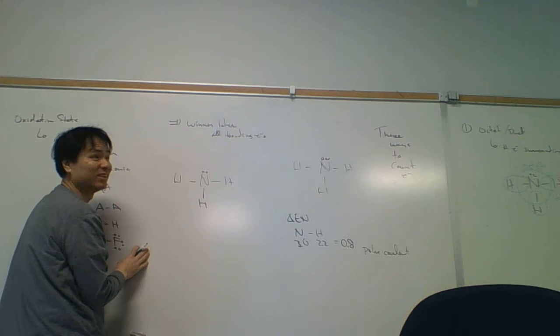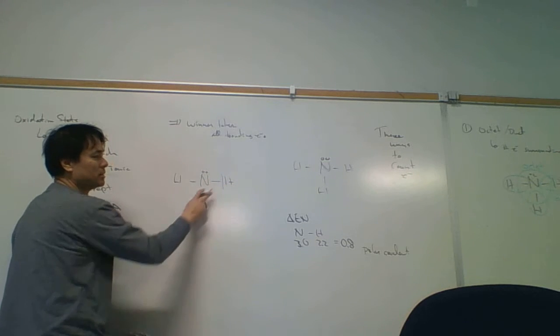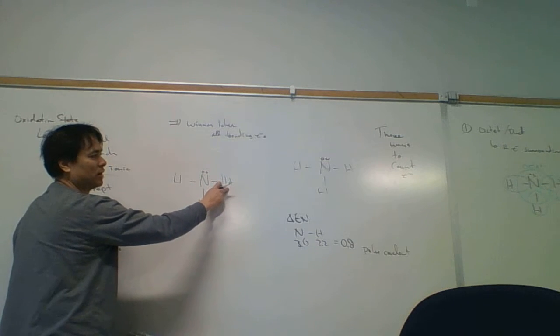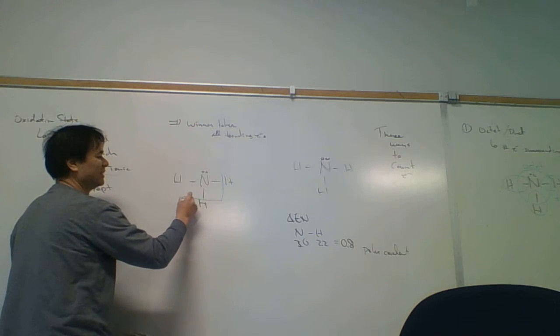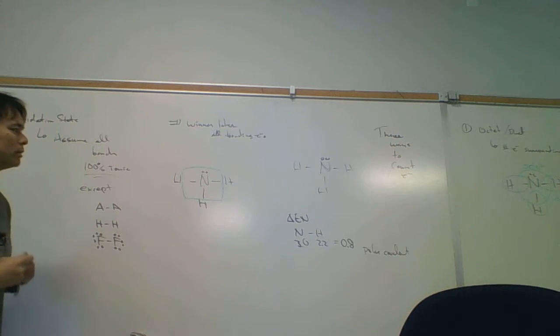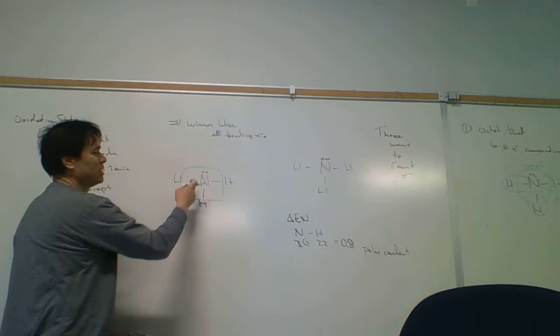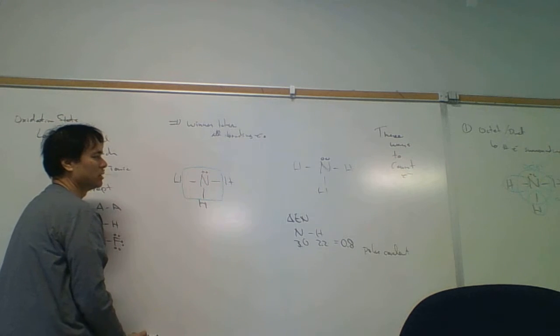Which one? Nitrogen. Winner take all. That means nitrogen takes both those electrons, leaving hydrogen with no electrons. Same thing here. Same thing here. The lone pair belongs entirely to nitrogen here, and so nitrogen ends up with 8 electrons. Hydrogen ends up with no electrons.